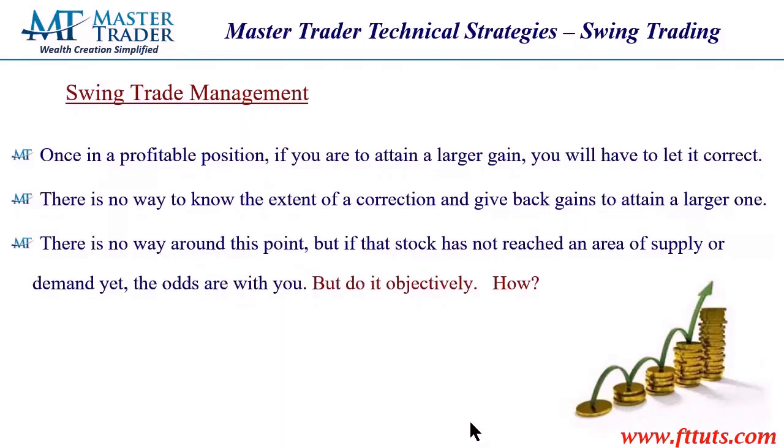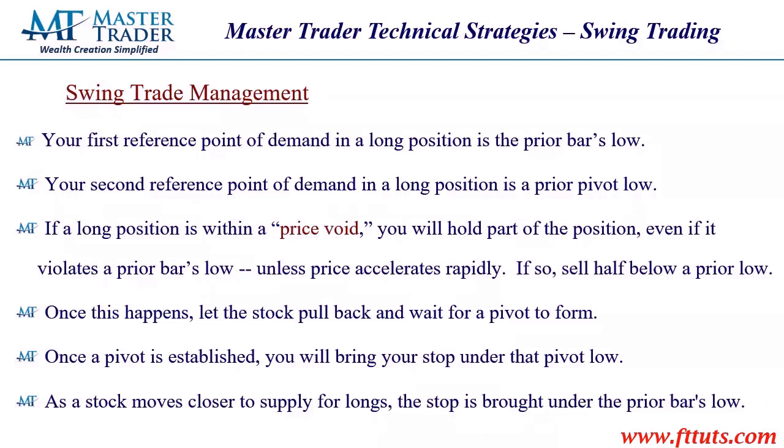So we don't know what's going to happen, and there's just no way around that point because none of us know the future. So if the stock hasn't reached an area of supply, resistance, or demand yet in a downtrend, the odds are with you. How are you going to do it objectively? Well, we're going to do it in a very systematic way. So our first reference point of demand or support in a long position is a prior bar's low. And from there, we're going to see if it forms a pivot. So that second reference point of support or demand in a long position is the prior pivot low, or that swing low, as we've defined already what that is.